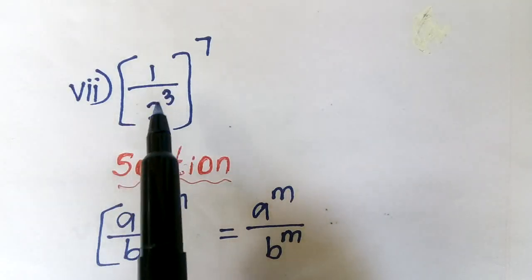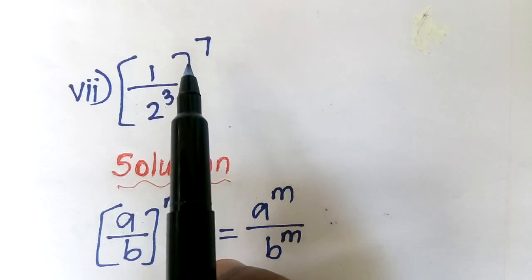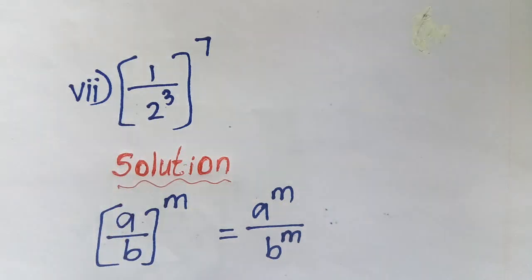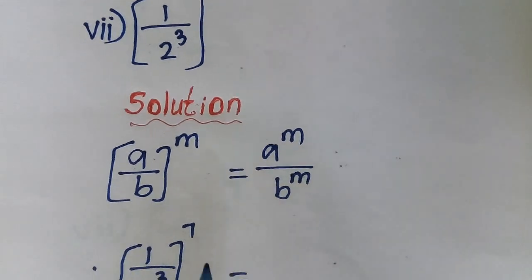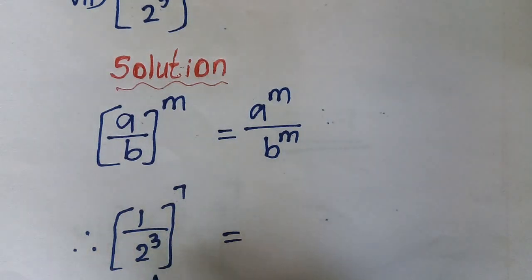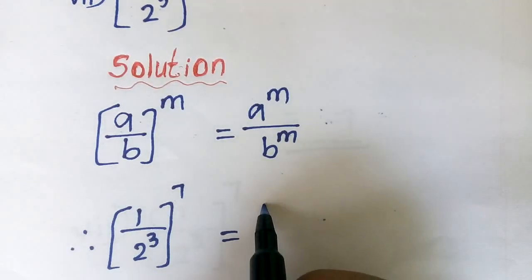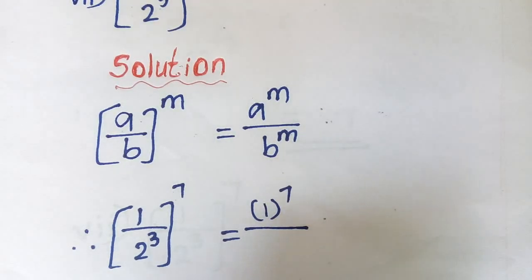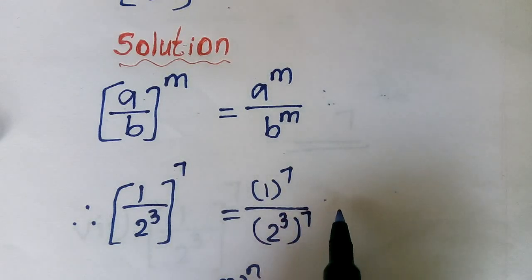Seventh question. (1 by 2 cube) whole to the power 7. Here 7 is the common exponent. So you can apply the law (a by b) whole to the power m is equal to a to the power m divided by b to the power m. Here a is 1, b is 2 cube and m is 7. Therefore (1 by 2 cube) whole to the power 7 is equal to 1 to the power 7 divided by (2 cube) whole to the power 7.